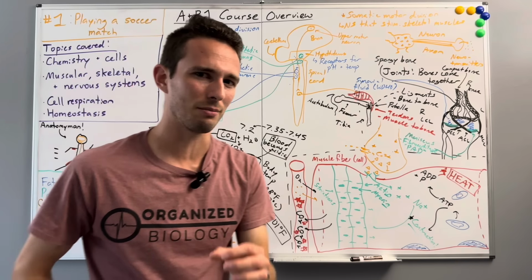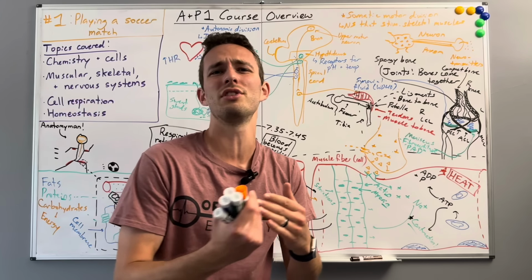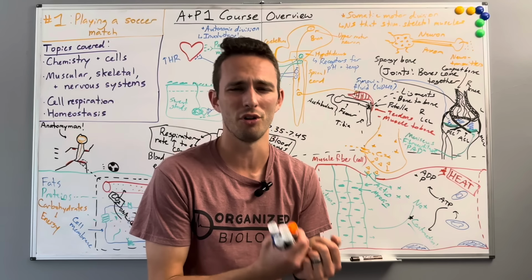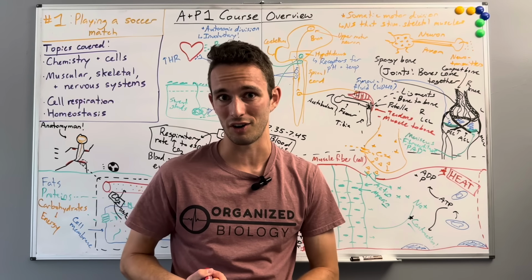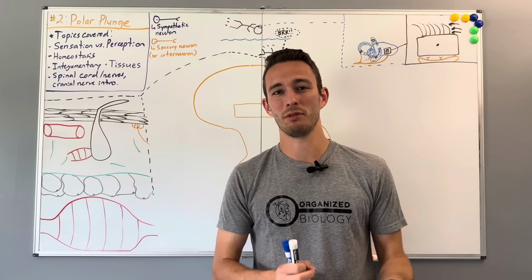So now let's think about Anatomy Man jumping into the frigid cold water of a polar plunge. We're going to talk about a few other things like senses and other homeostatic variables as well. Okay, so now let's go into our example for the polar plunge.